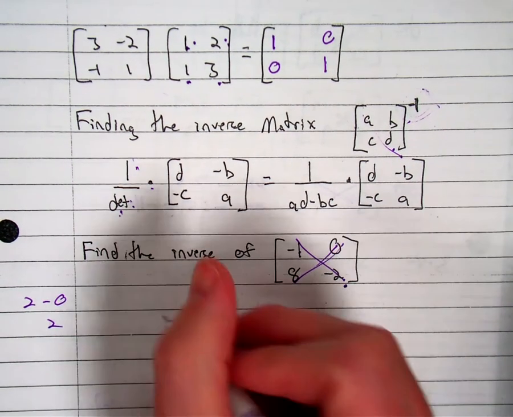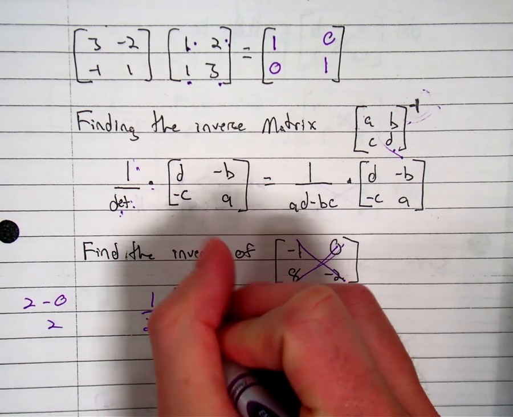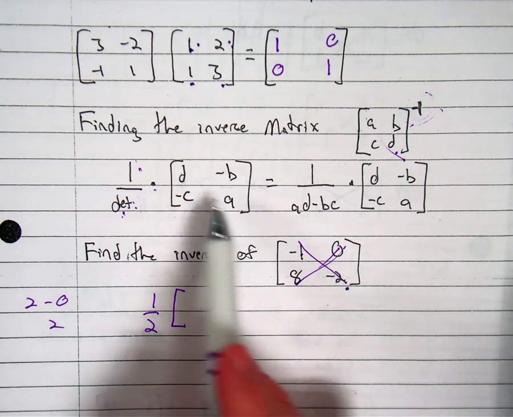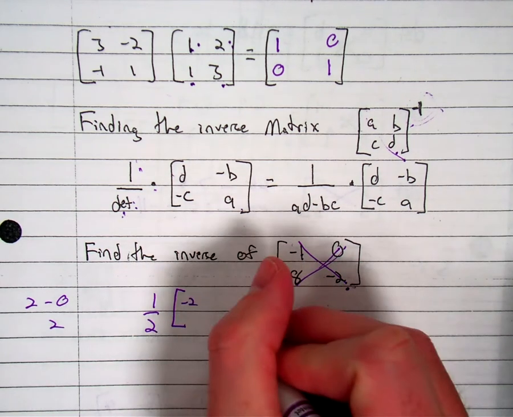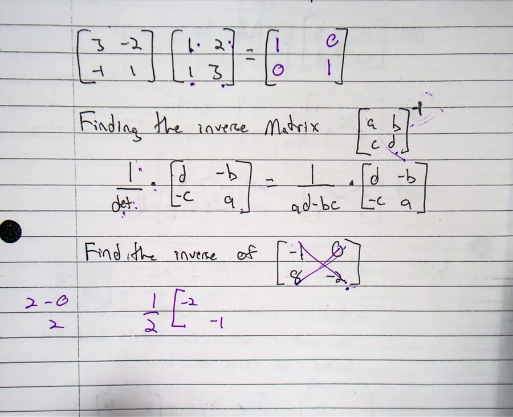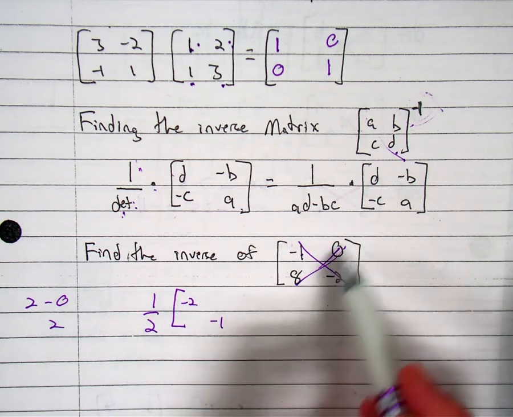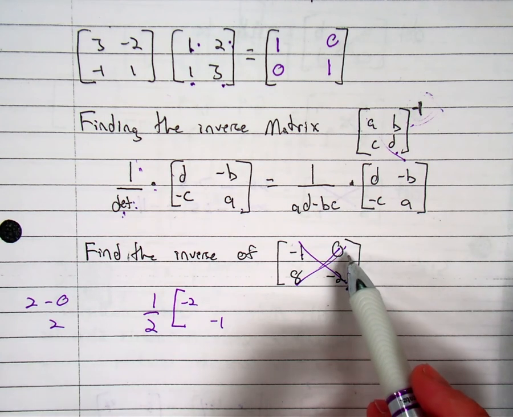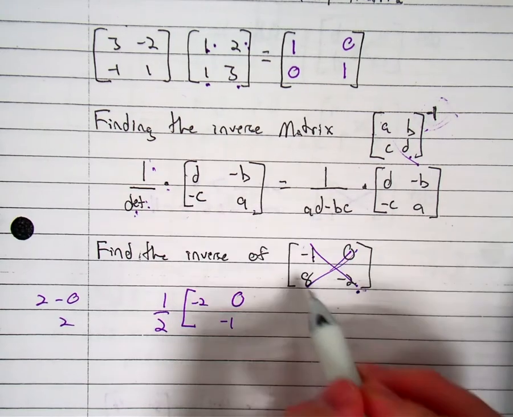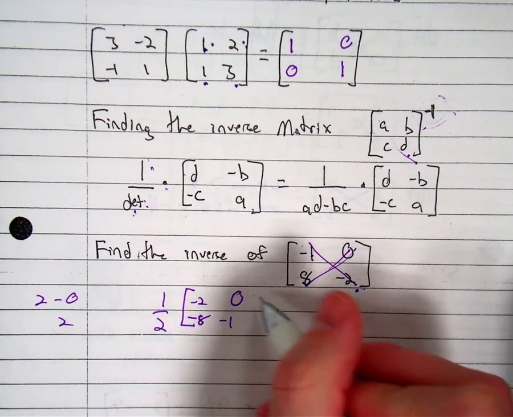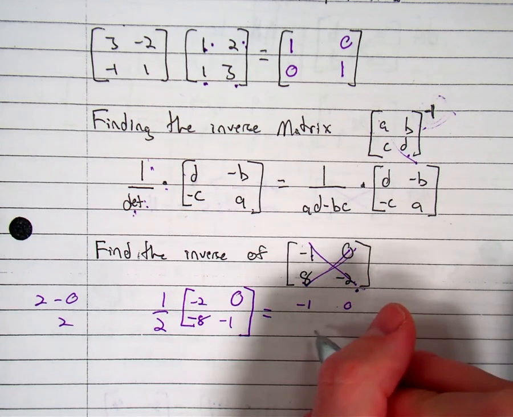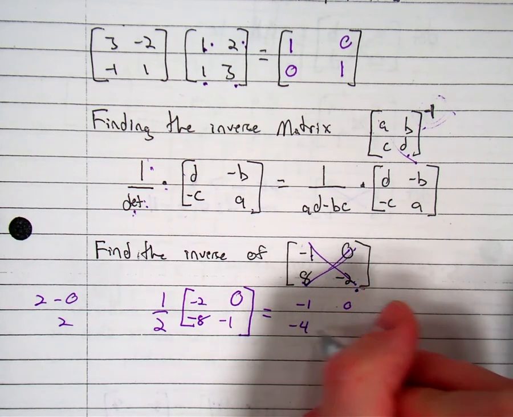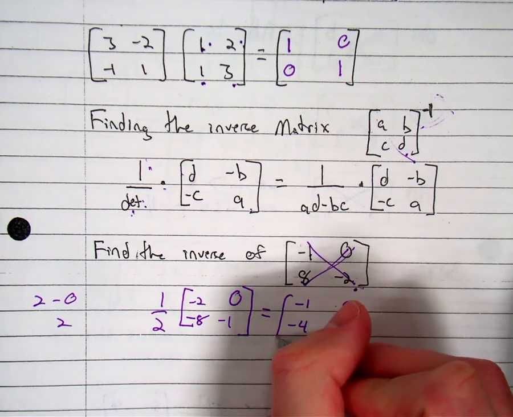Well, I need 1 over the determinant. So 1 over 2 times these two flip spots. The negative 2 and the negative 1 flip spots. So negative 2 goes up top. Negative 1 is now down there. And then the 0 and the 8 just change signs. Negative 0 is the same as 0. It's neutral, so that doesn't really change. And this one flips to negative 8. Then we multiply that through. We'll get negative 1, 0, negative 4, negative a half.